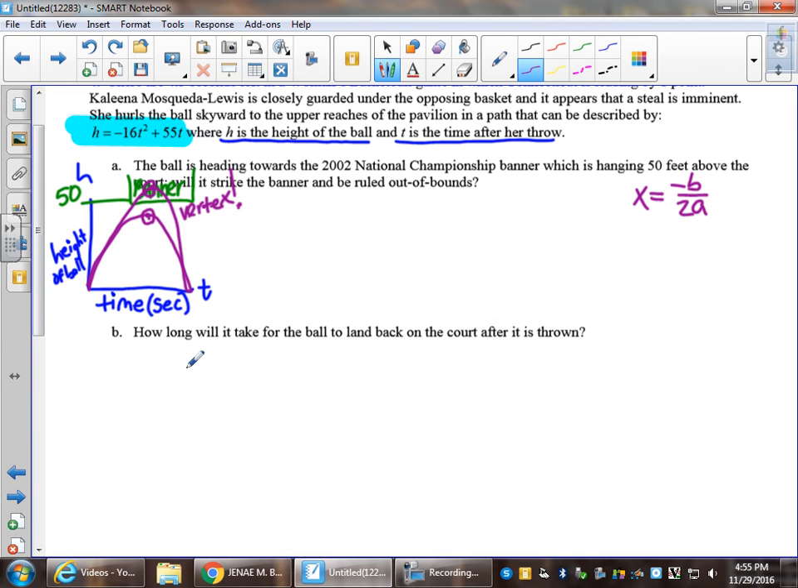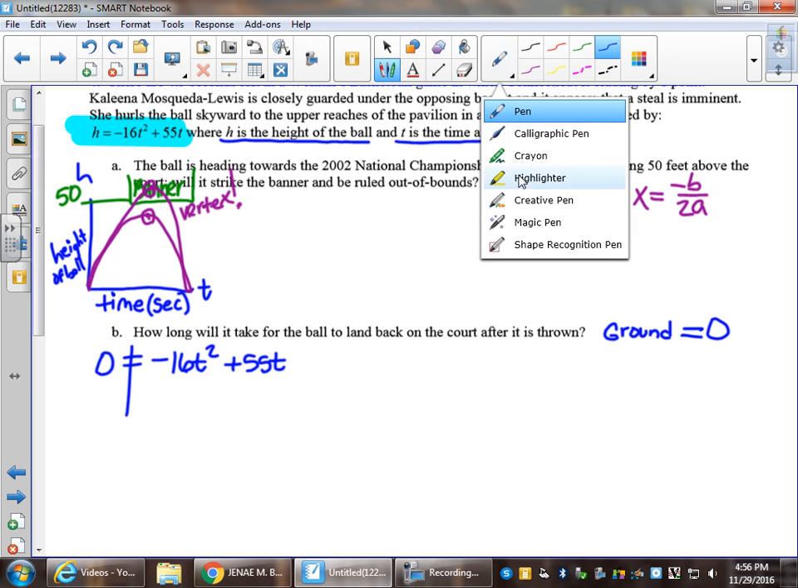Question B asks, how long will it take for the ball to land back on the court after it's thrown? Well, if the ball is back on the court, that is ground. And ground equals 0. So we will take the equation it gives us and set that equal to 0. Now, it's important to notice we do not have a C term, and in our notes yesterday, we talked about a fast track way to solving this if we do not have a C term, and that is to factor out a GCF.